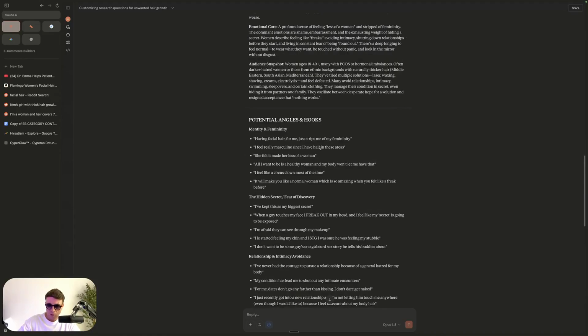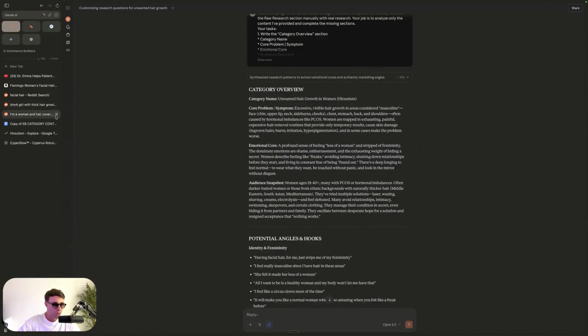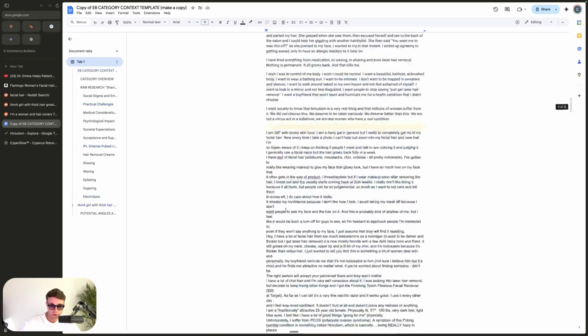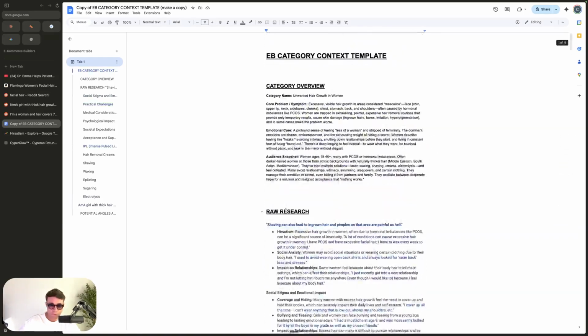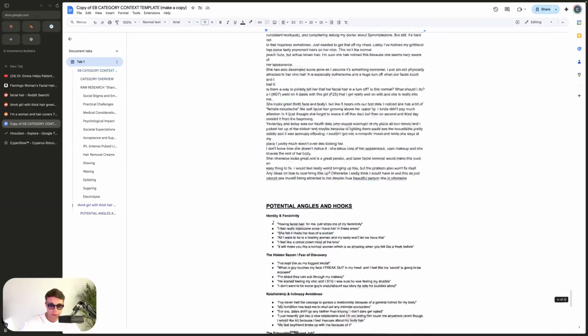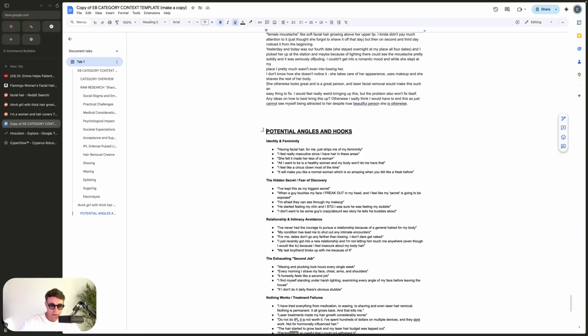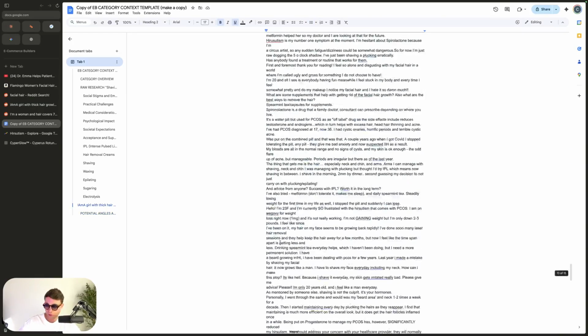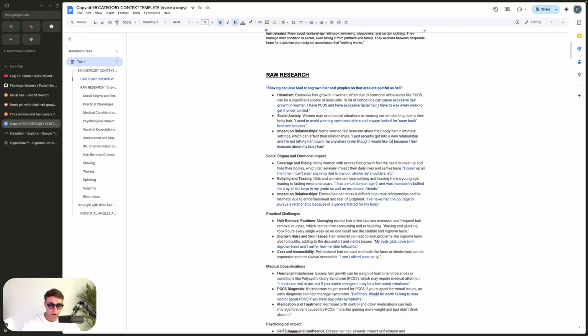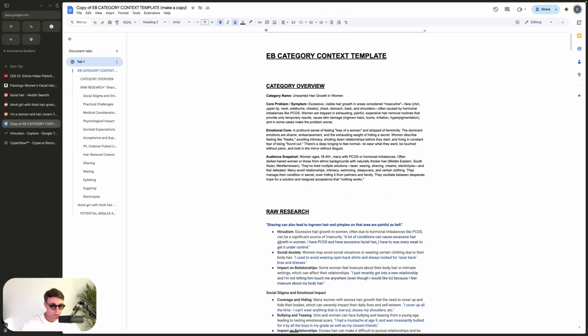Okay, so that took Claude a few minutes, but now it's given me the output. And then you just want to come in and paste this into your context file, which I've done already. So it'll fill out the category overview, and then it will fill out the potential angles and hooks. Now, you don't need to get too caught up in this right now because we will be diving deeper into angles in another video. But this is a really, really good starting point for this research file.